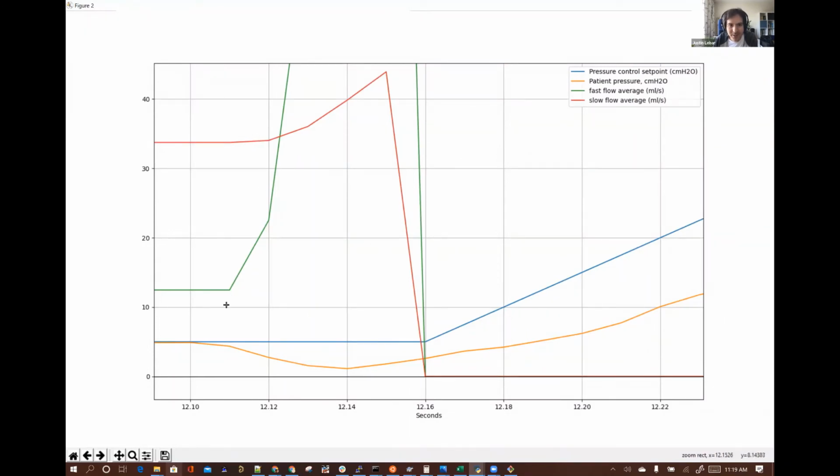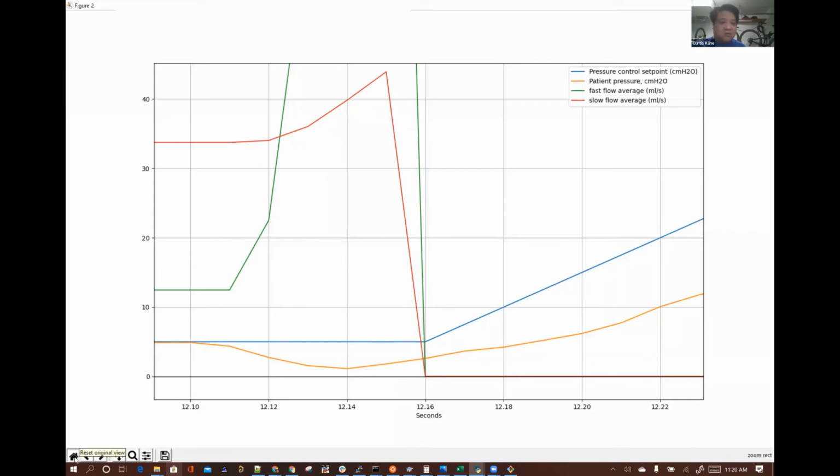So we're looking at, right here is where the breath takes off, right? And here is where the machine responds. And so we're looking at something about 50 milliseconds. It takes off at 12.11 seconds, and it responds at 12.16. So yeah, about 50 milliseconds here.